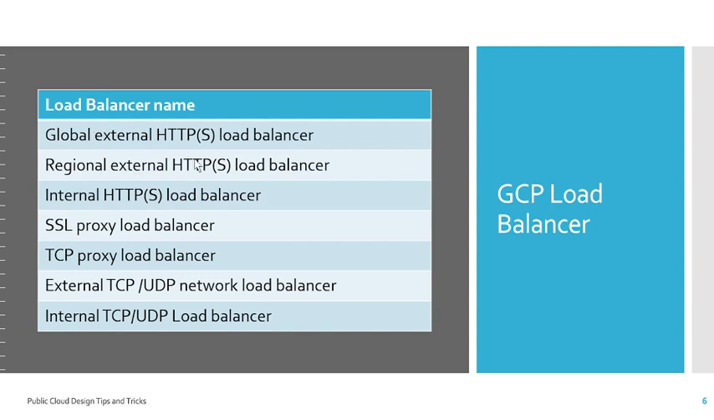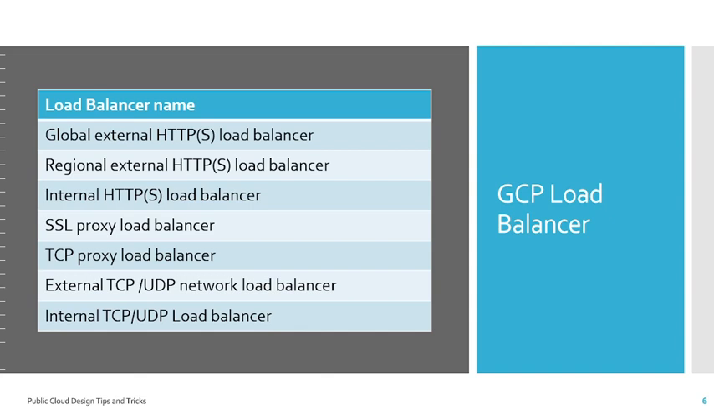Regional external HTTPS load balancer is more towards your regional load balancing. That means within the region you want to distribute the traffic via the public IP. In that case you can use regional external HTTPS load balancing. Internal HTTPS load balancing is completely internal to your application. In that case you can use internal HTTPS load balancing via a private IP, that is your internal IP address.